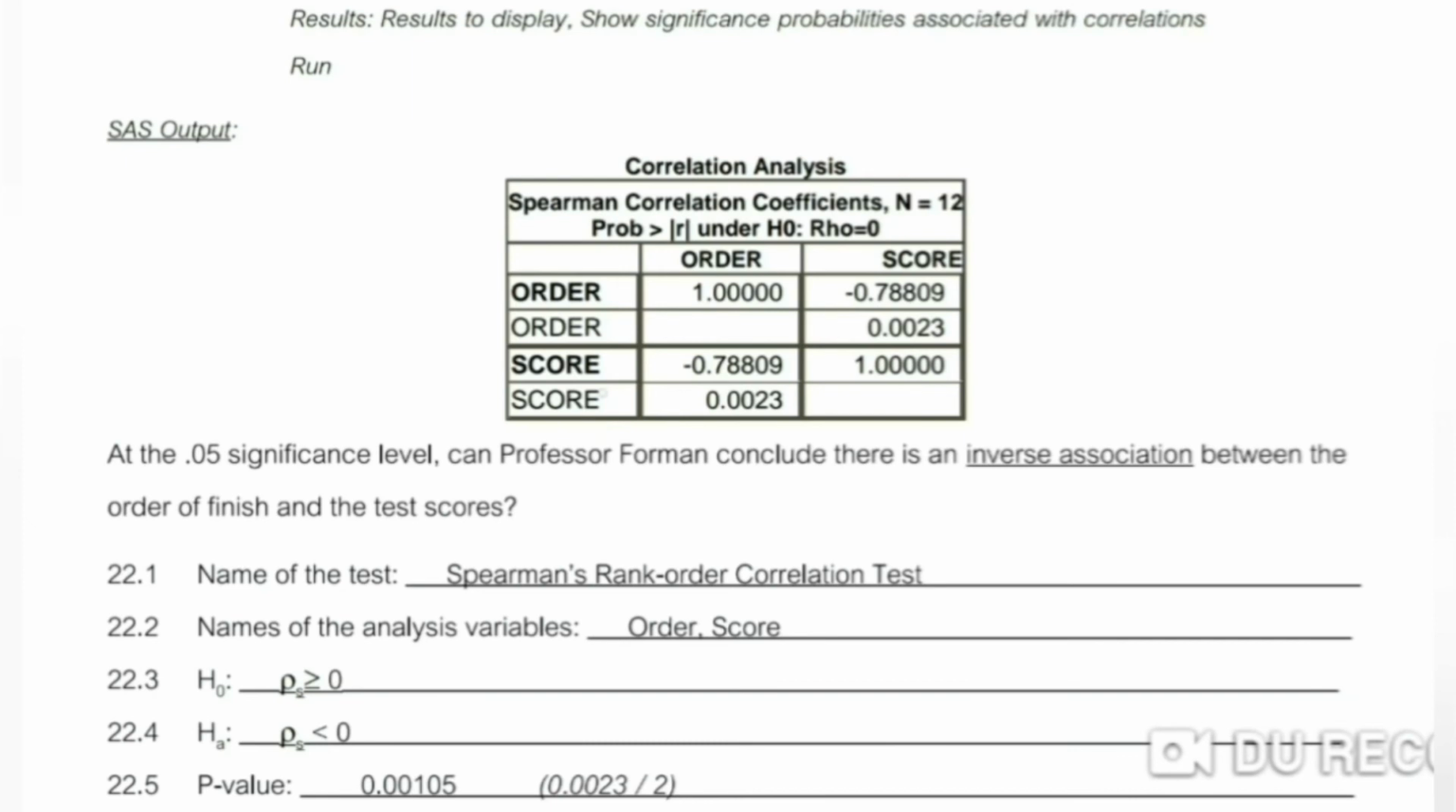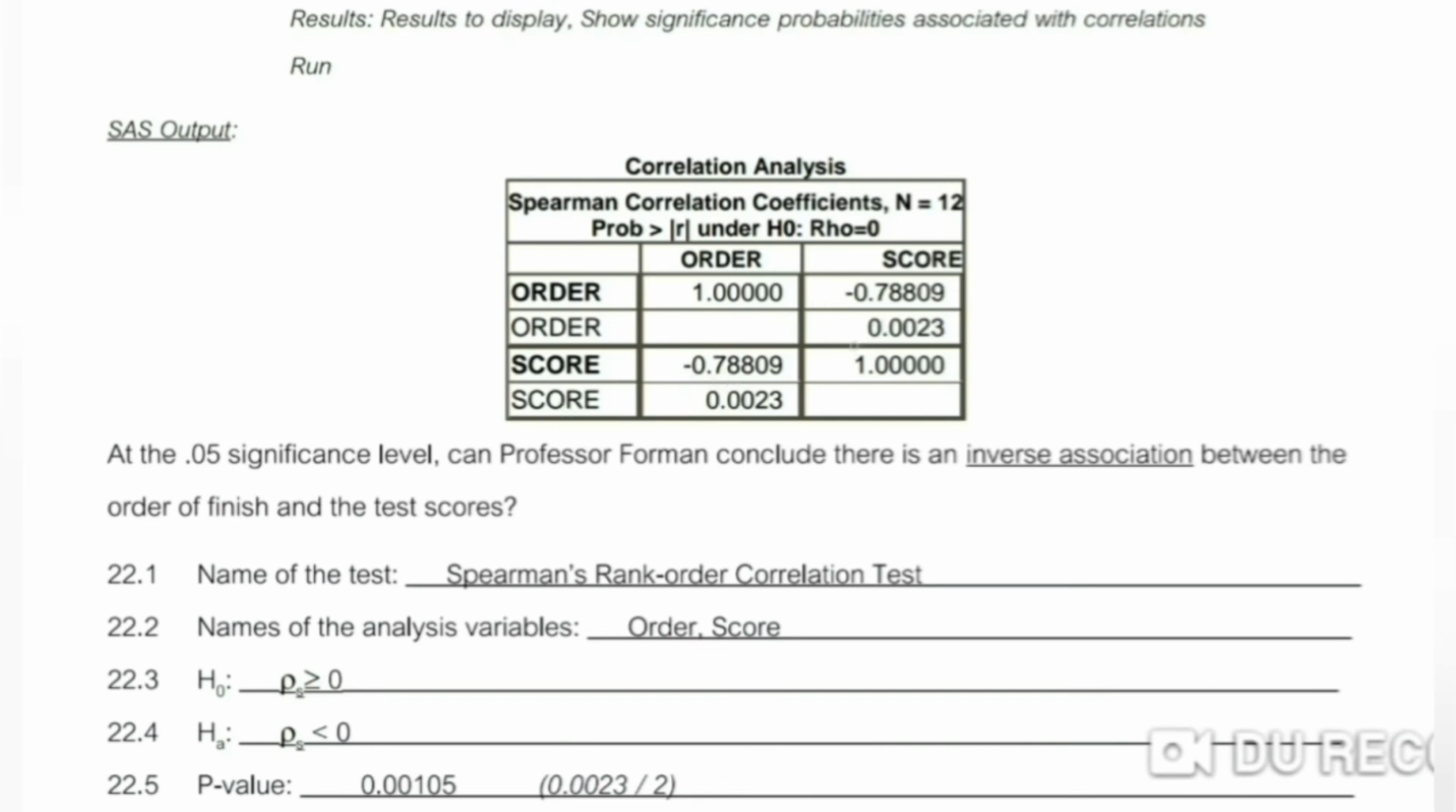Okay, let's see. One row is titled order, and one column is titled order. The second row is labeled score. The second column is also labeled score. So order column, order row, score column. You see the first value, the number above, is negative 0.78809. You can also read it in the score row, order column. Second row, first column, also the same number.